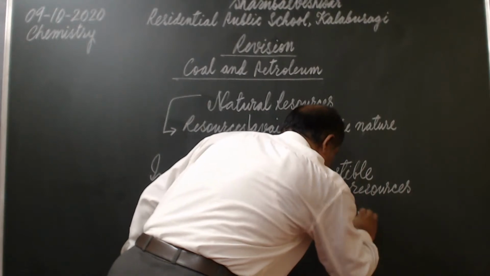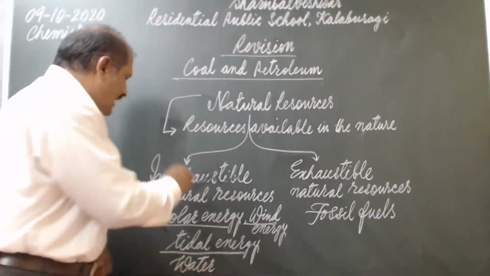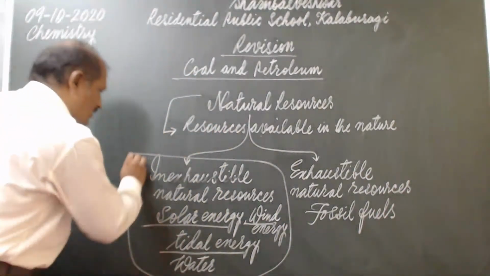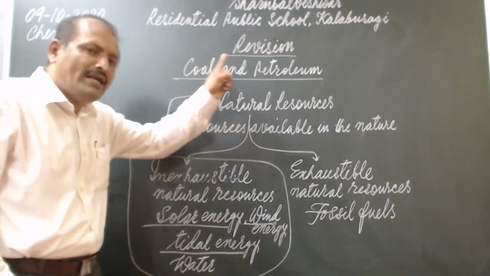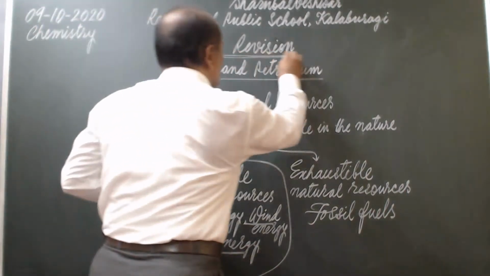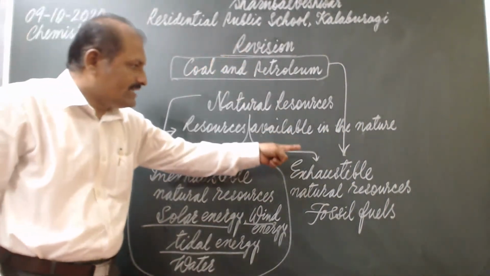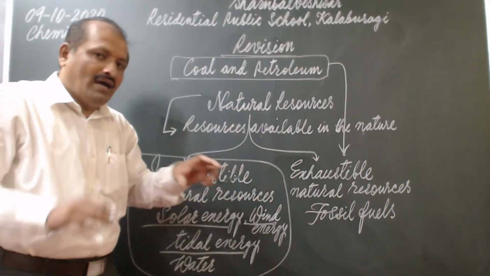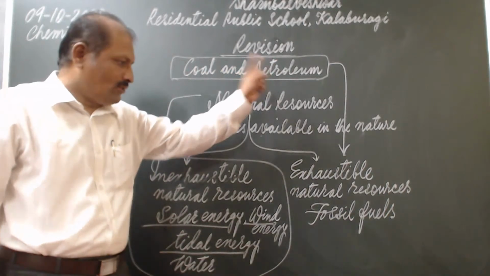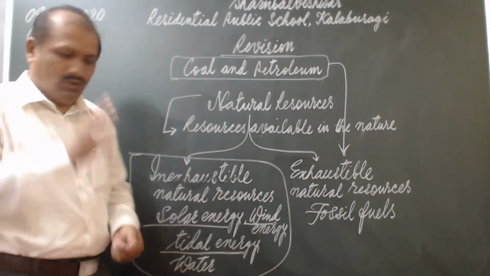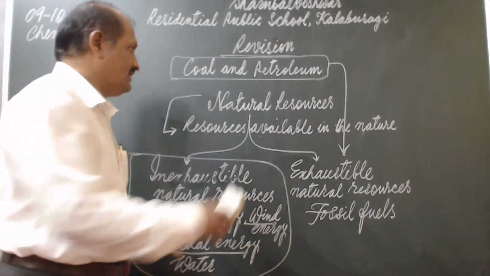My dear students, we are not going to study inexhaustible natural resources in this chapter. You are now going to study only coal and petroleum. Coal and petroleum are exhaustible natural resources. Therefore, our main focus is on exhaustible natural resources, that is coal and petroleum. They are fossil fuels. Now I am going to discuss exhaustible natural resources or fossil fuels.